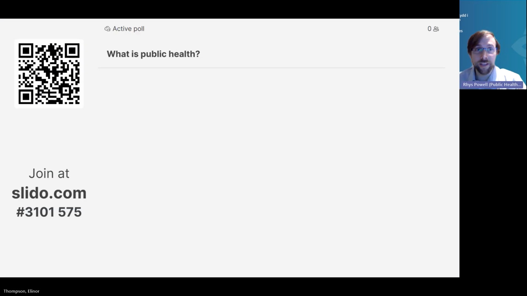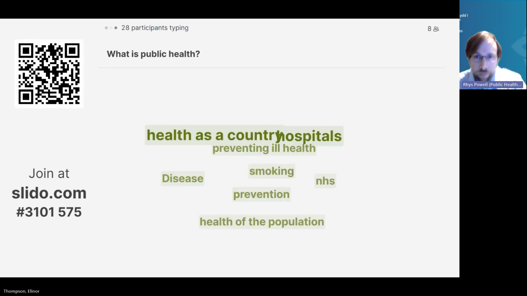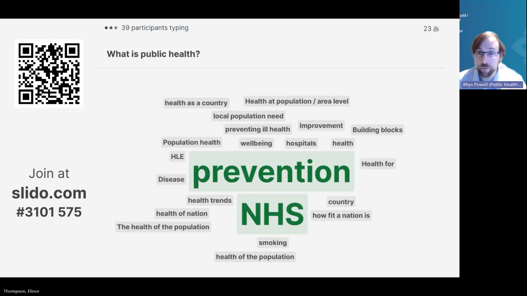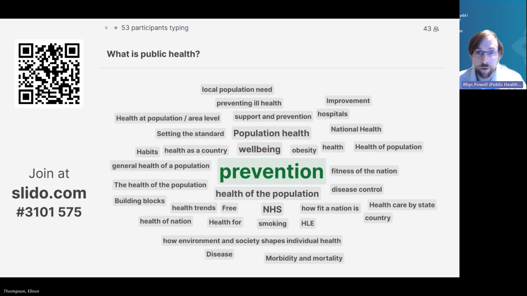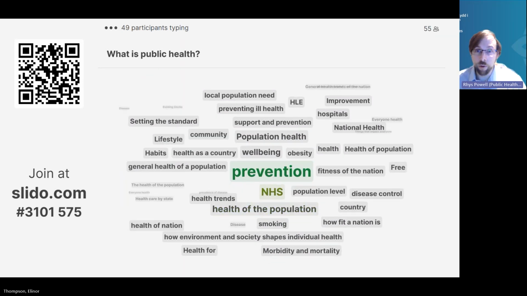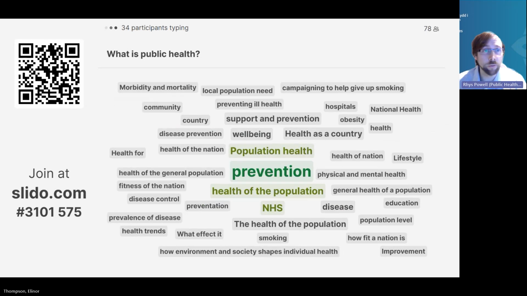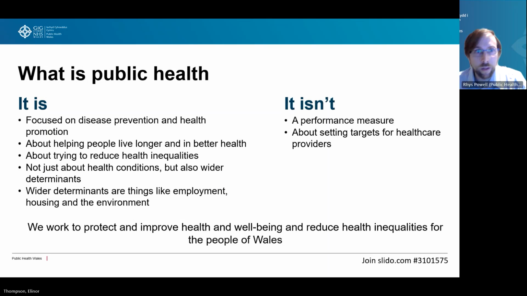So first up, what exactly is public health? This is my turn for a word cloud, so this could be interesting. So you tell me, what do you think we're referring to when we talk about public health? As a country, hospitals, prevention coming through. Yeah, so there's a few things here coming in that are definitely on the right track. It is about things like prevention, the health of the population, and I can see a few lifestyles, different things like that coming through, and all of those are certainly on the right track. It is all that and a lot more.